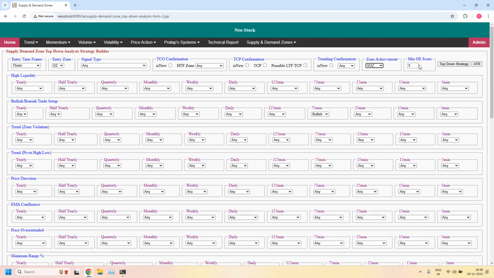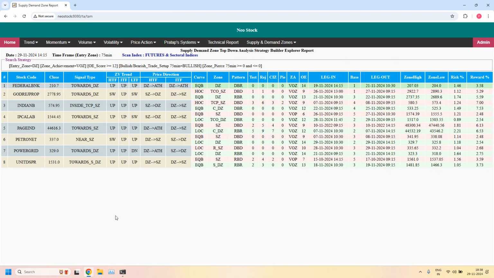Zone achievement violated opposing zone. Minimum order enhanced score should be 12. All the 3 filters are applied to 75 minutes demand zone. Now let's filter. We got 8 stocks. Currently these 8 stocks are supporting bullish trade setup for weekly income trade. The entry time frame is 75 minutes demand zones.